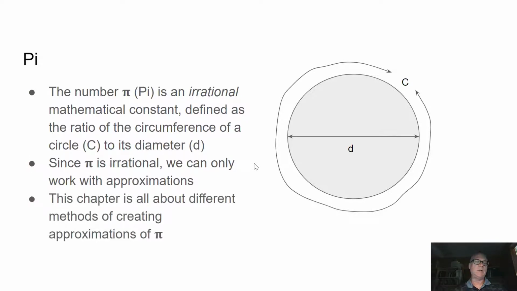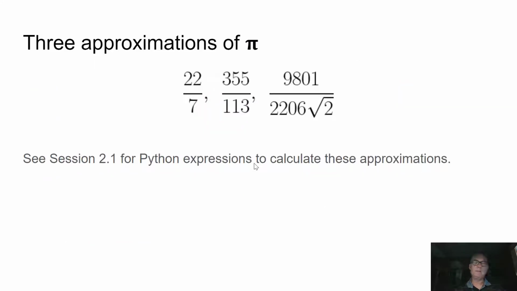So in this chapter, the problem we're working on is looking at different ways of getting approximations for that number pi. And in the process, we'll be learning some new concepts in programming. So let's start with some simple ones.